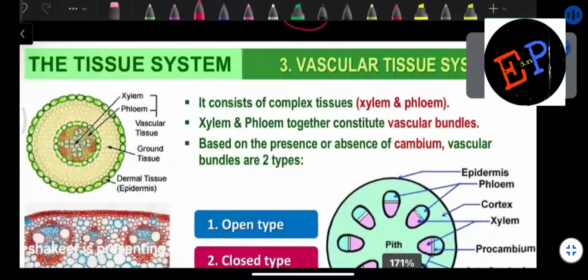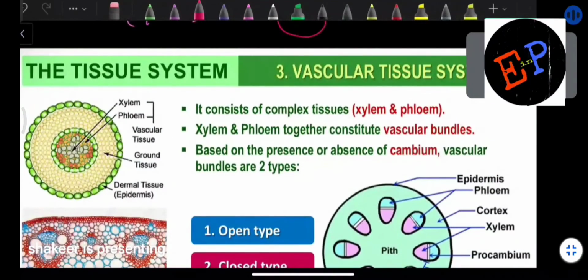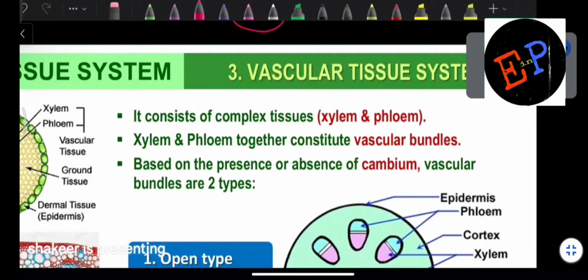Okay. Then we are studying about the third type of tissue system, which is called the vascular tissue system. So we have studied the epidermal tissue system, we have studied the ground tissue system, and now we are studying the vascular tissue system. Clear, ma? Now let us study what is the importance of this one. So it consists of complex tissues like xylem and phloem. Okay, so vascular tissue system means what? Which is responsible for transportation of water and other food materials, minerals, all this is called the vascular tissue system, ma. So the vascular tissue system is basically made up of xylem as well as phloem.